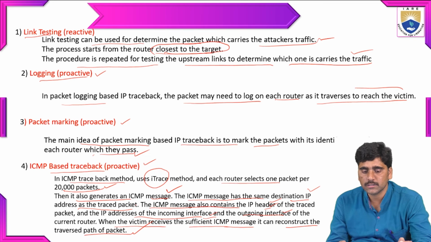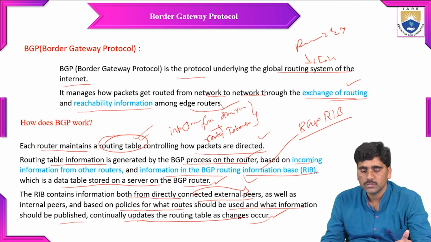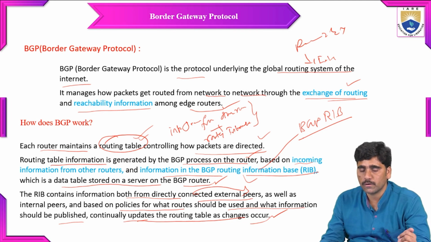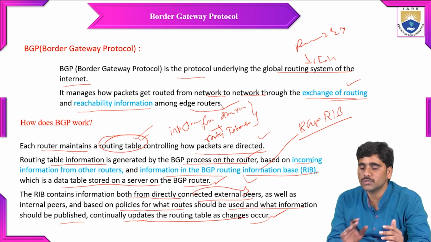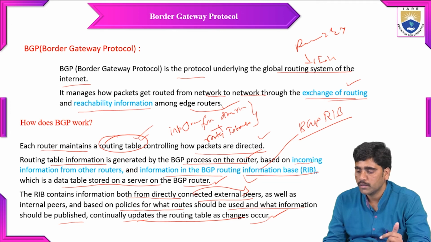Traceback techniques are happening in real time. So once again we'll revise the topics which we discussed in this session. The first one is border gateway protocol. So what is meant by border gateway protocol? It is a mechanism of the global routing system of the internet. It involves certain routers, and each router has some information, like incoming information from other routers as well as the routing information of its own. And it works by maintaining the routing table also.